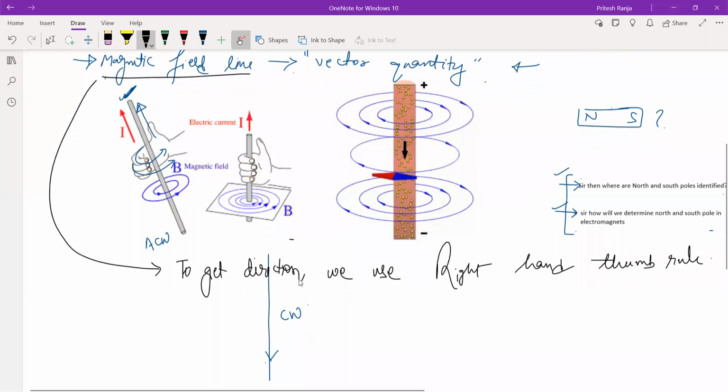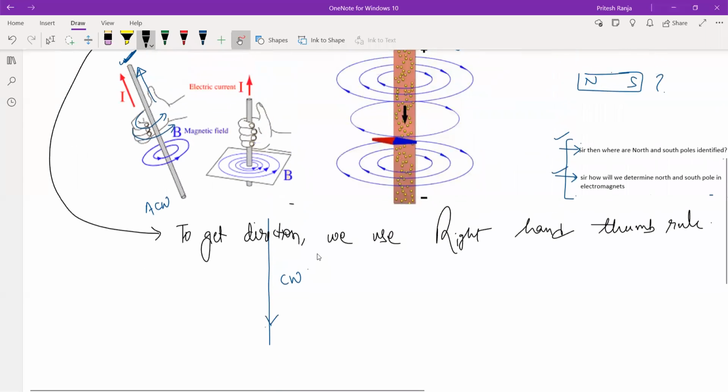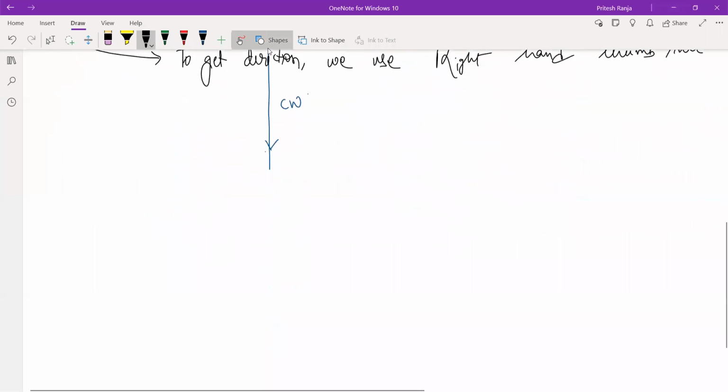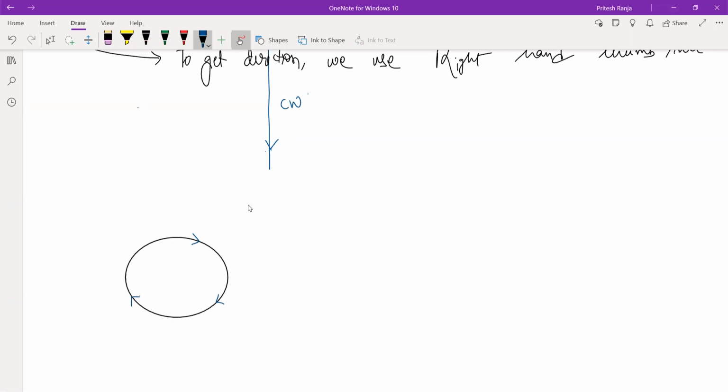Okay. Now, let us suppose we have a circular wire, and in this circular wire, the current is flowing in this direction, let us suppose, and we wish to find out the magnetic field line direction. What will be the direction of magnetic field line?